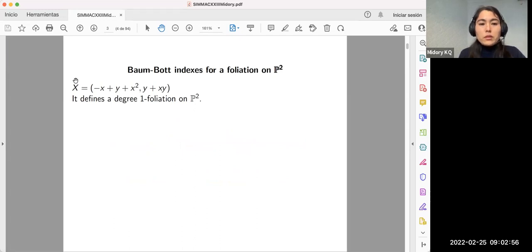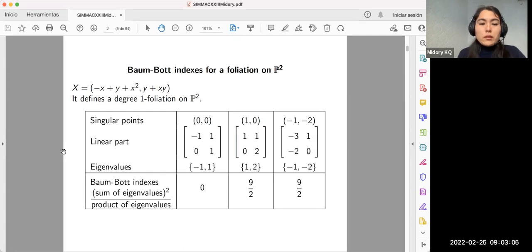Here you have this vector field, which defines a degree 1 foliation on the complex projective plane. We can see that it has 3 singular points. If we study the linear part, we see that it has the following eigenvalues. If we calculate the Bott index, in this case it will be the square of the sum of the eigenvalues divided by the product of the eigenvalues, and we get these numbers. If we sum them all, we get 9. And 9 can be seen as the square of 1 plus 2, where 1 is the degree of the foliation.